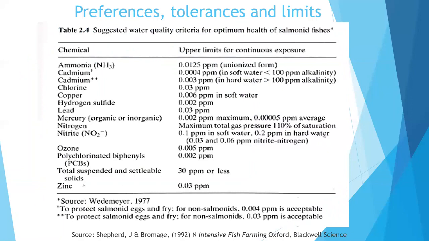This is an old slide. It goes back to one of the famous books by Shepherd and Bromwich on intensive fish farming back in the 90s. It's just showing you that the elements we need to give results for aren't just water, oxygen, pH, hardness, solids, and some pollutants. There's a whole raft of other things.